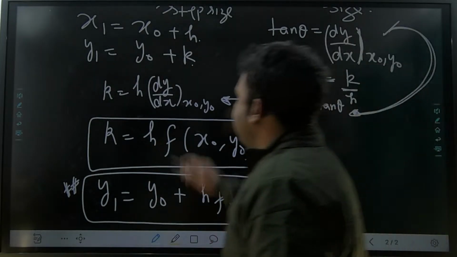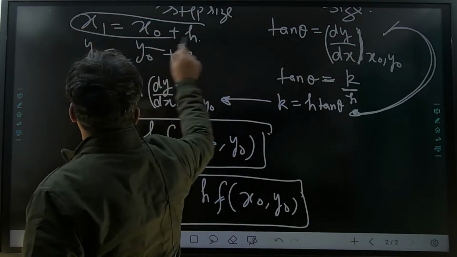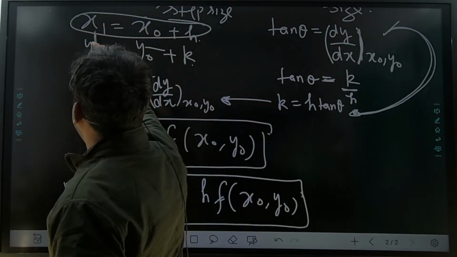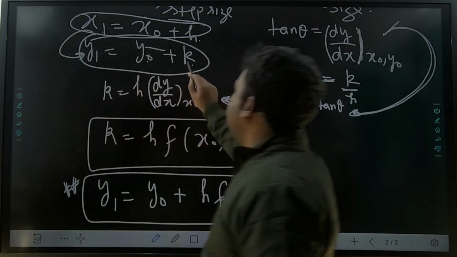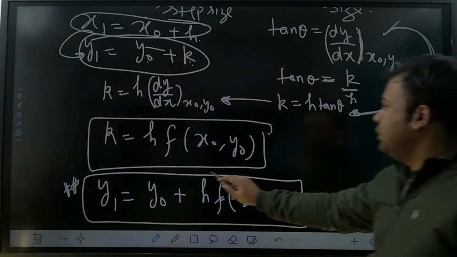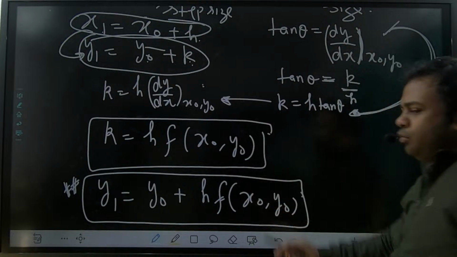So x1 is this, and at this x1, y1 is this. And to calculate y1, I need to know y naught and k. And the k value is this value. So we got this thing.